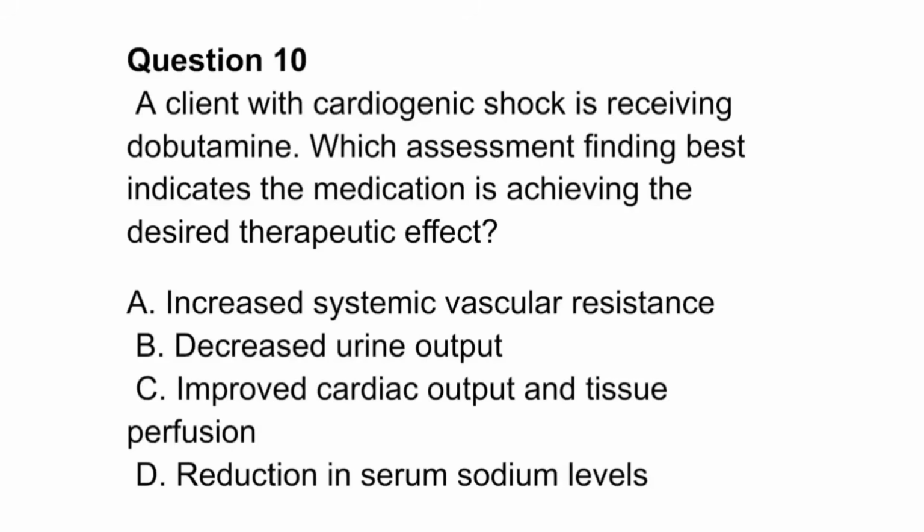Question 10. A client with cardiogenic shock is receiving dobutamine. Which assessment finding best indicates the medication is achieving the desired therapeutic effect? A. Increased systemic vascular resistance. B. Decreased urine output. C. Improved cardiac output and tissue perfusion. D. Reduction in serum sodium levels.